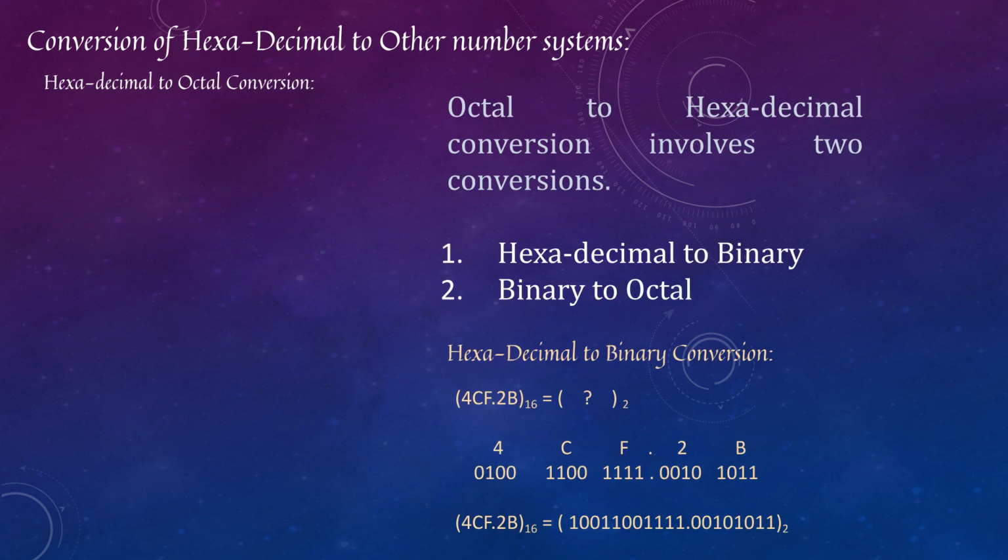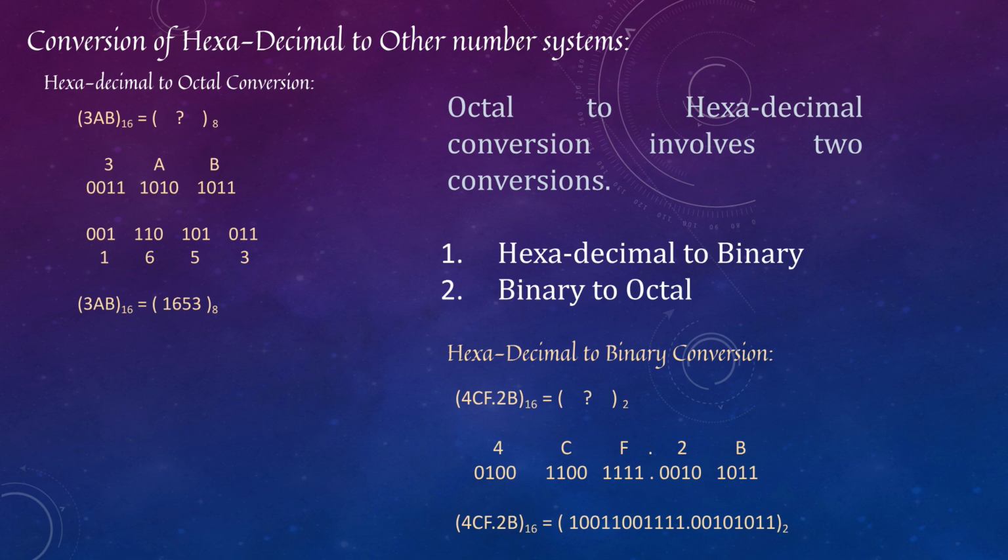Hexadecimal to octal conversion requires 2 steps. First, convert hexadecimal to binary, then binary to octal by grouping in 3s. For hexadecimal to binary, replace each hexadecimal digit with its 4-bit binary equivalent.